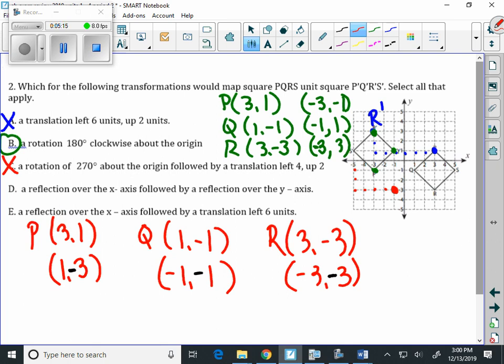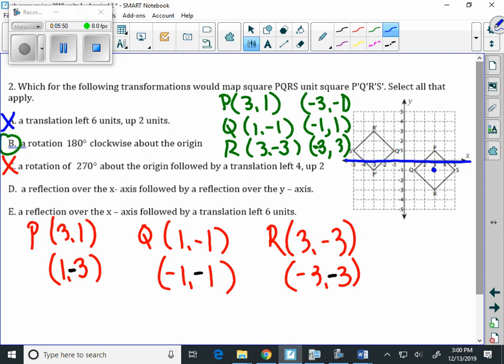Once again, what I recommended here is that you have a good eraser. I'm going to erase everything on our picture for this next one. Letter D says a reflection over the x-axis. So we're going to flip everything over the x-axis. And you can see on this picture that the x-axis is labeled. So what's going to happen here is that P is going to land here. It was one space away from the blue line. It's just going to be one space away from the blue line on the other side.